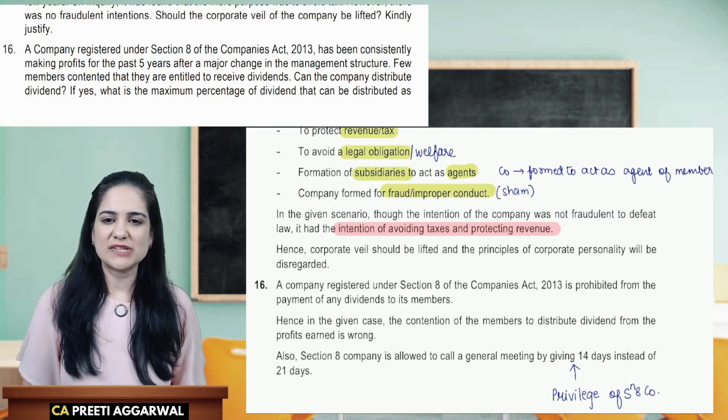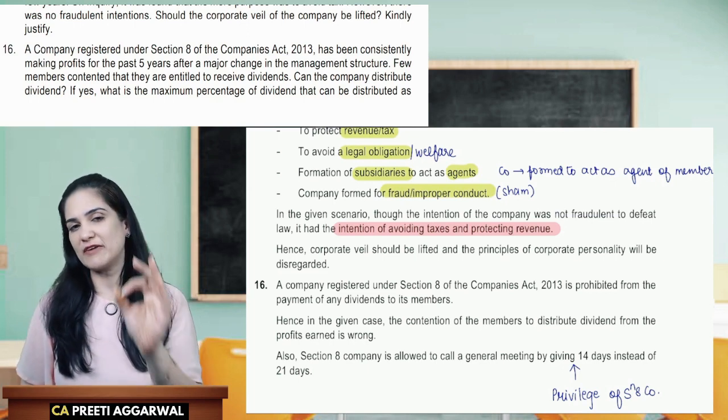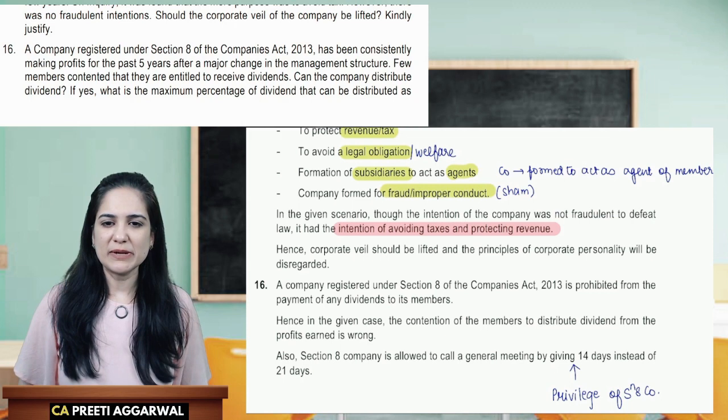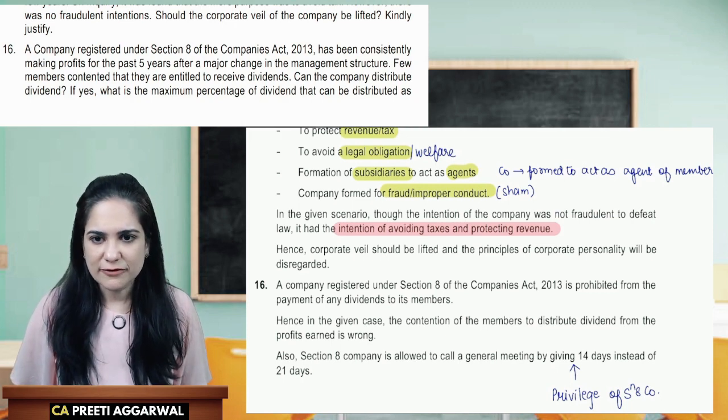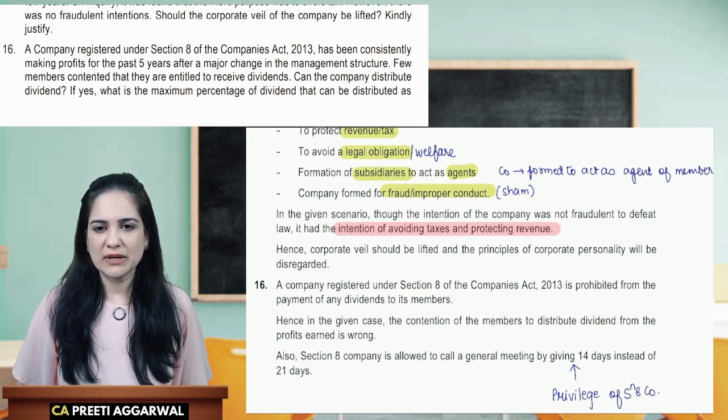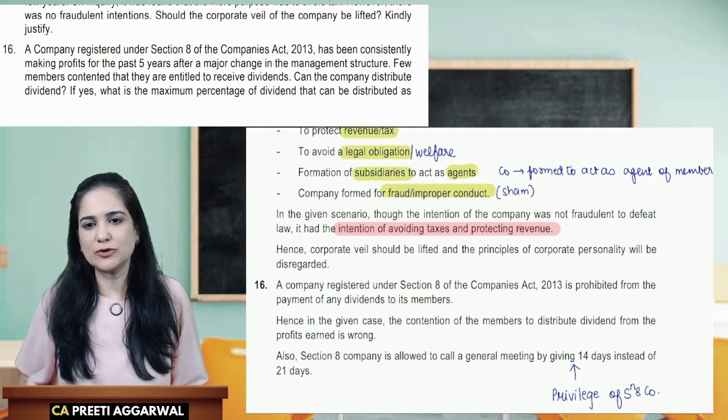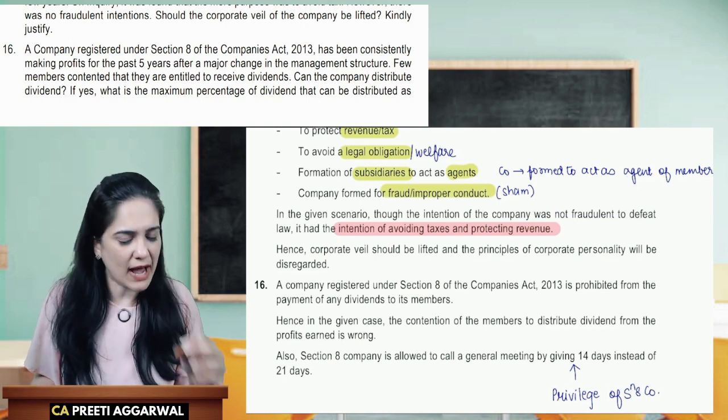A company is registered under Section 8, Institute's favorite section, Section 8. It has been consistently making profits for the past 5 years. Few members also claim that they are entitled to receive dividend. Can the company distribute dividend? Absolutely not.